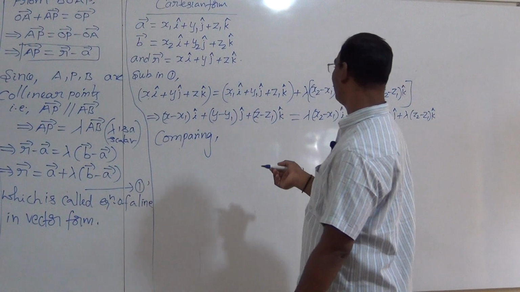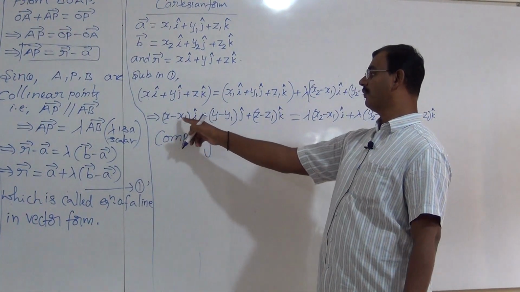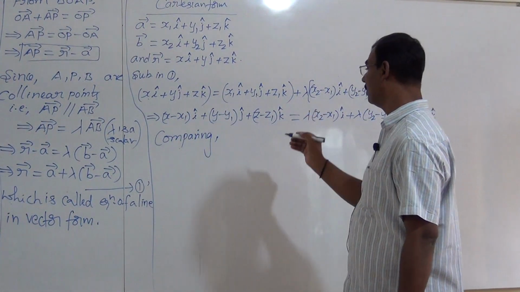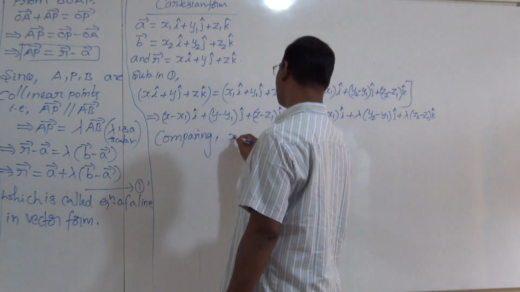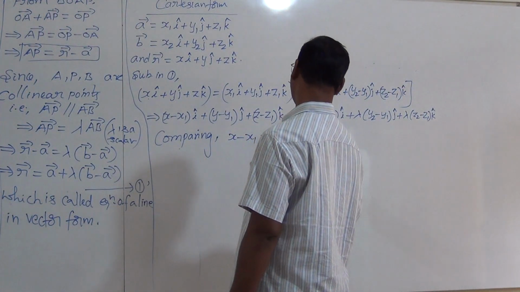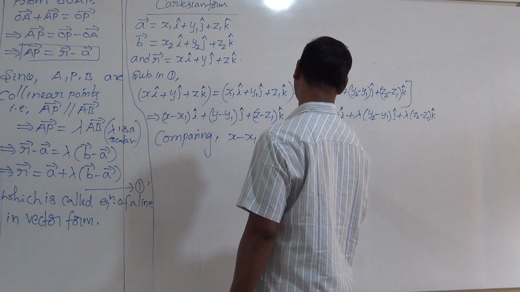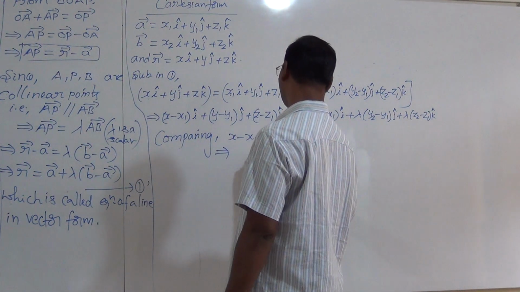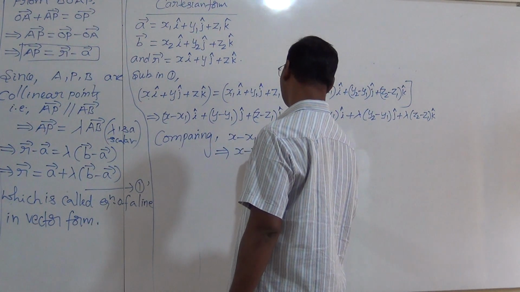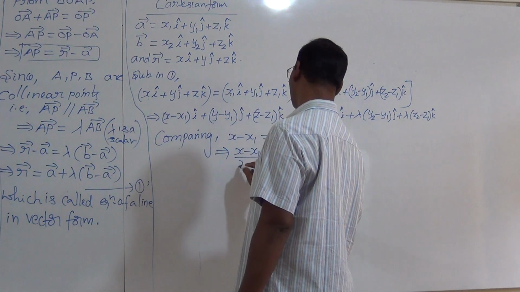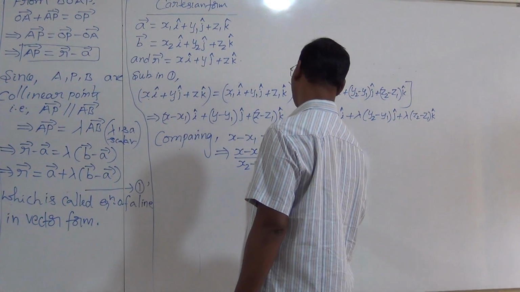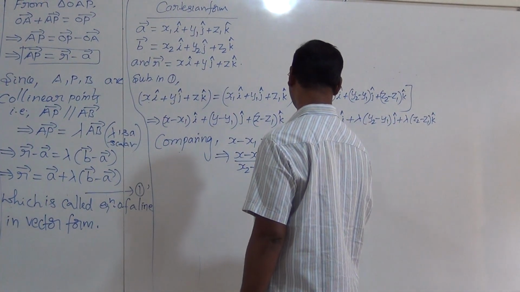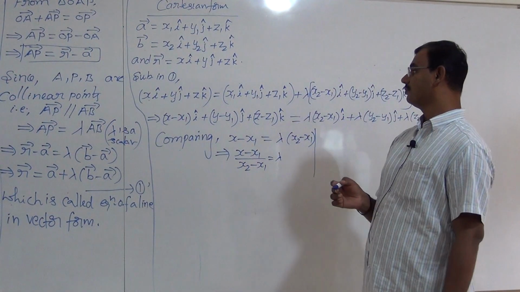So what are the like terms here? Here i coefficient, here i coefficient. So we write x minus x1 is equal to lambda times x2 minus x1. From this, lambda value is x minus x1 upon x2 minus x1 equal to lambda. This is the first one.